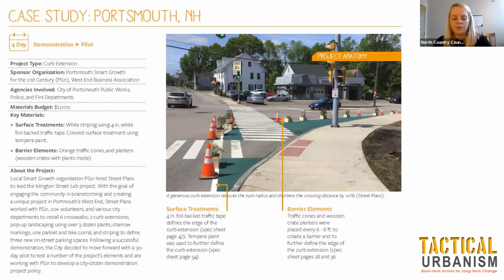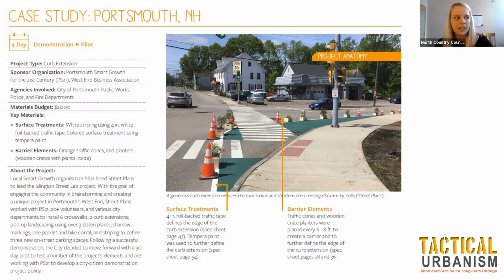This is taken right from that guide I mentioned, the Tactical Urbanism Guide, and this is from Portsmouth. I think it was about four or five years ago this was done. I just love this example because it's quite simple. They put planters and cones out and painted the curb extension. Like I said, this serves two purposes: it's shortening the crossing distance as well as slowing down cars going around the corner.